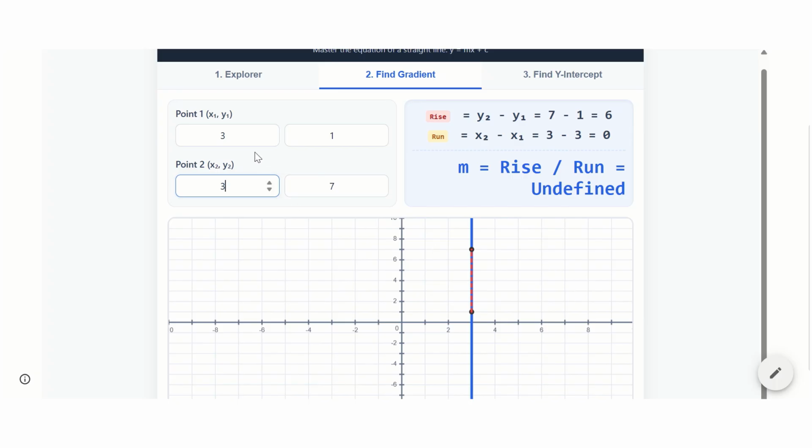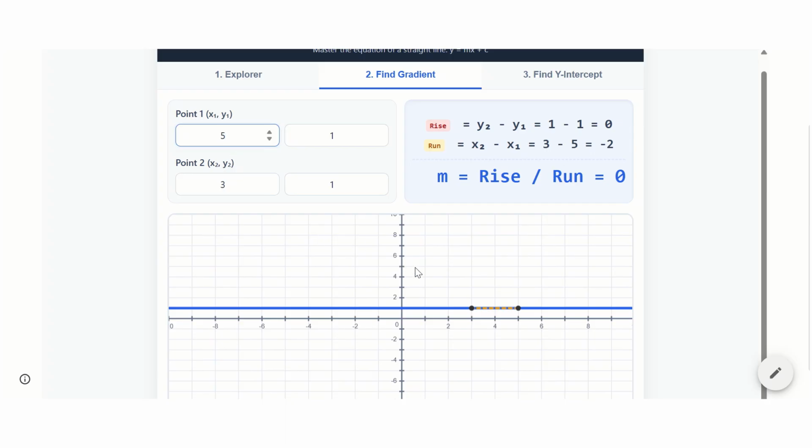What happens if you have 0 for the rise? If it's 0 for the rise, right now the run is 2 units. You will see that the rise is 0. 0 divided by anything will be 0. 0 divided by 1 will be 0, 0 divided by 2 will be 0, and so on and so forth. So a horizontal line will have 0 as the gradient, and a vertical line will have an undefined gradient.